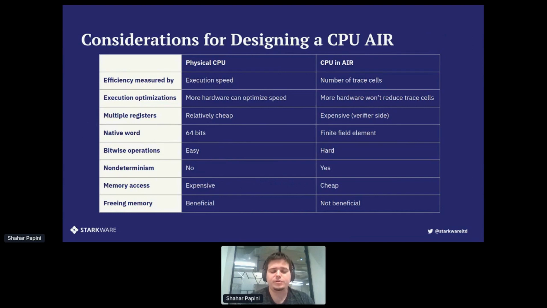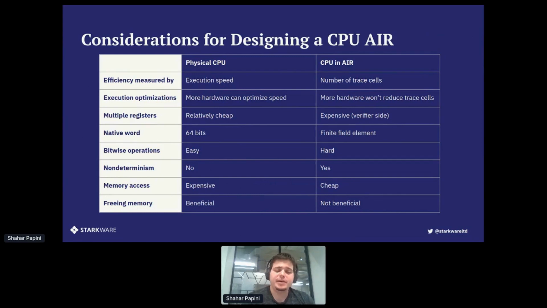For example, if I would like to search an element in a list of size n, in a physical CPU, I will have to go over this list. It is n steps. In an AIR, I can usually just guess where this element is, at what position, and just show it's there. Hey, see, the element 100 is what I want. And so it's O(1) iterations.